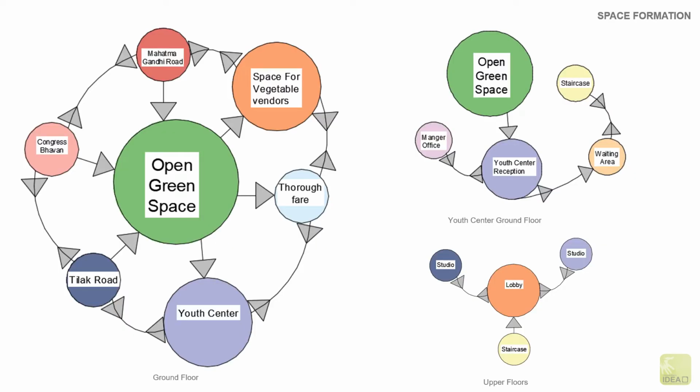A bubble diagram is done for understanding how the spaces should be aligned and formed. In this, we can easily see that the open space is a central node and a common node from which all spaces can be easily accessible, like the youth center and space for the vegetable market, and all the edges are connected to the open space. This is the point from which we can easily view all parts of the structure, and it is a multi-purpose space used for many different activities.